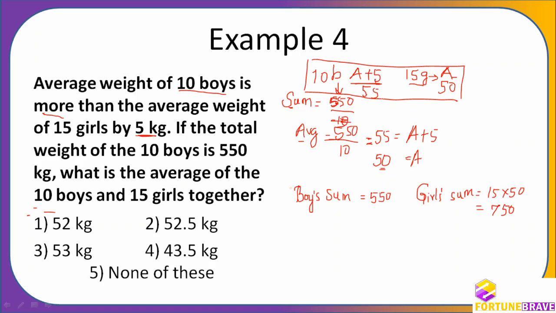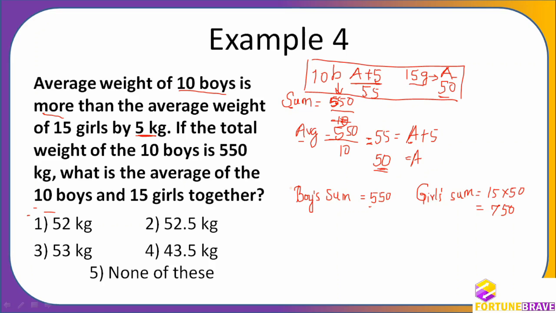Now 55 is equal to A plus 5, because they said that boys have a 5 higher average. So 55, 5 more, means I have to remove 5 from this average to get the girls' average. Very simple, that is 50. You can find it very easily, right?